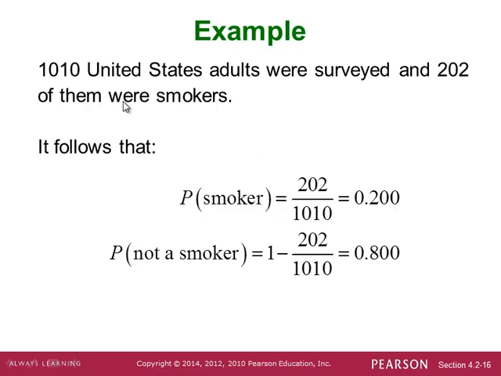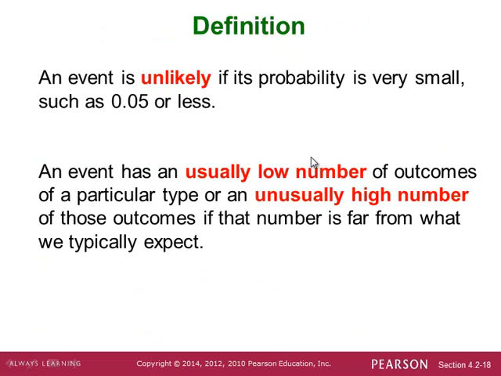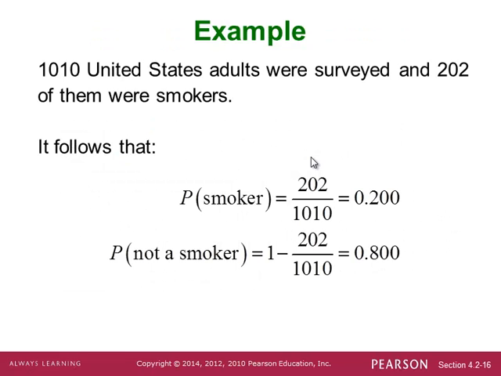Suppose that we were to randomly sample 1,010 U.S. adults and ask them whether they smoke or not. And suppose that 202 of them said yes, that they were smokers. So the experimental probability of having a smoker is about 0.2, because 202 divided by 1,010 is 0.200. It's actually exactly equal to 1/5.